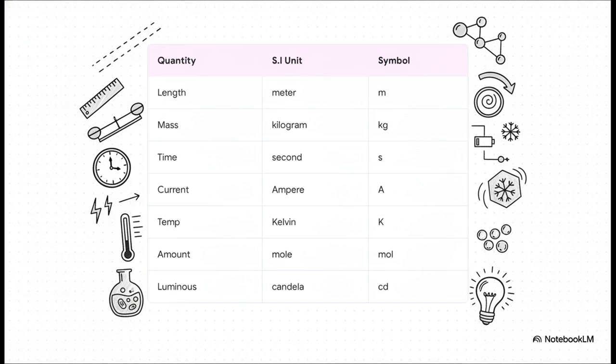Take length, for example, measured in meters. The modern definition of a meter isn't just based on some random stick in a museum anymore. It is precisely defined by the path traveled by light in a vacuum during a highly specific fraction of a second. We're talking 1/299,792,458 of a second. That is how meticulously we measure our reality.